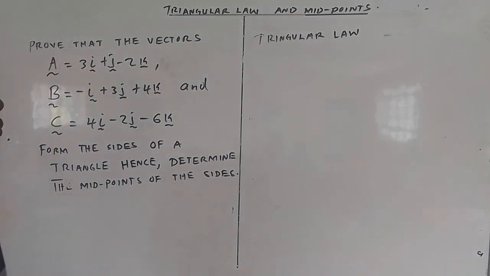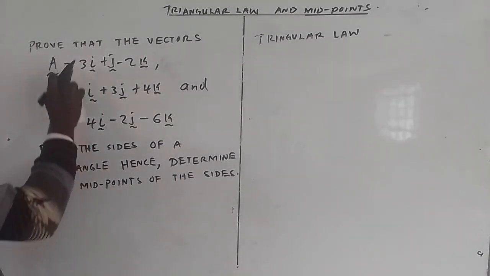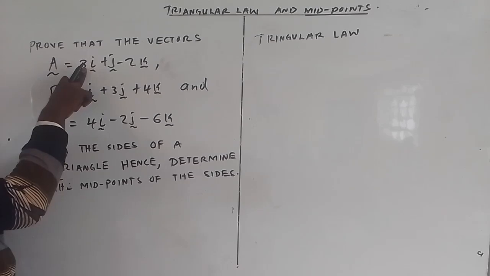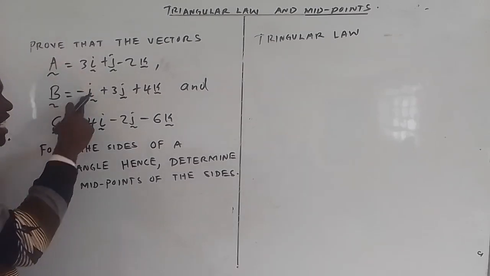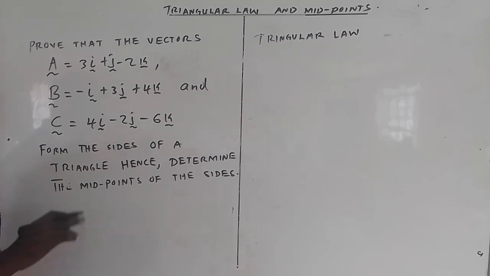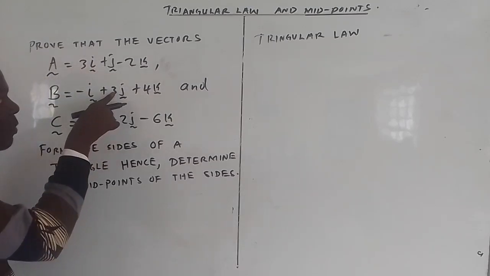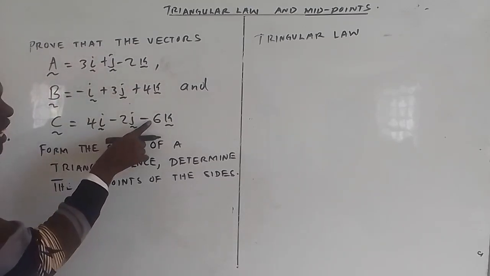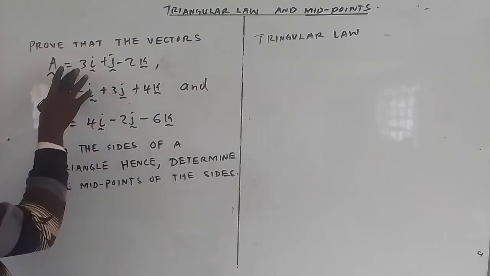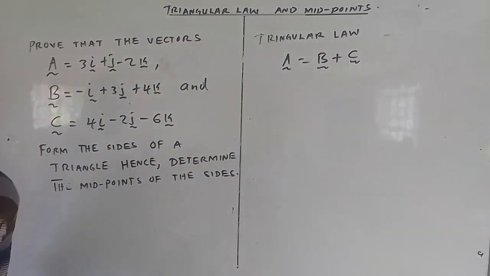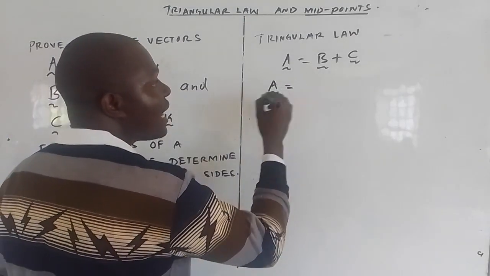So if you look at here, just check even for i alone. Here the coefficient of i is 3, here it is negative 1, and here it is 4. So which ones do you add to give the other one? You can see 4 plus negative 1 gives you 3. Negative 2 plus 3 gives you positive 1. Negative 6 plus 4 gives you negative 2. So the triangular law holds if vector A is equal to vector B plus C. Have you seen that? If you add vector B plus C, you get vector A.